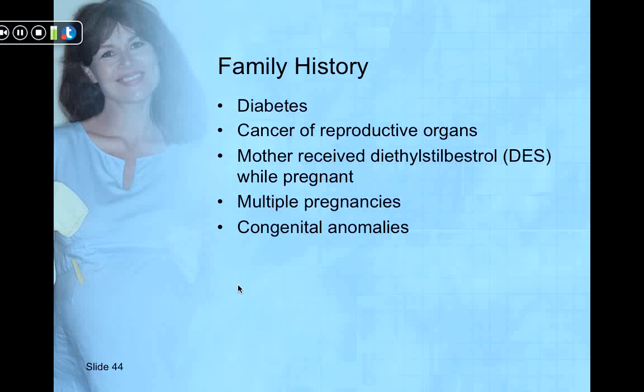Do they have a family history of diabetes, of cancers of reproductive organs? We know that for some forms of cancer there's a genetic predisposition.